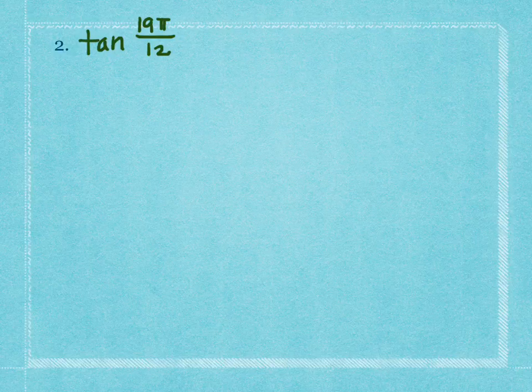So we need to think about, and you can do it with subtraction as well as with addition, but my mind tends towards addition usually first, and addition will work here. Two different angles that will add up to 19 pi over 12.